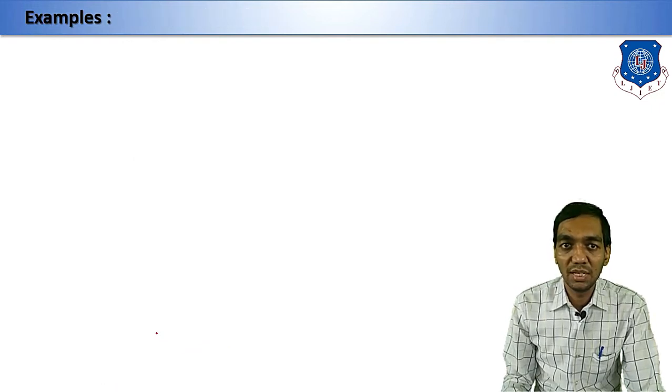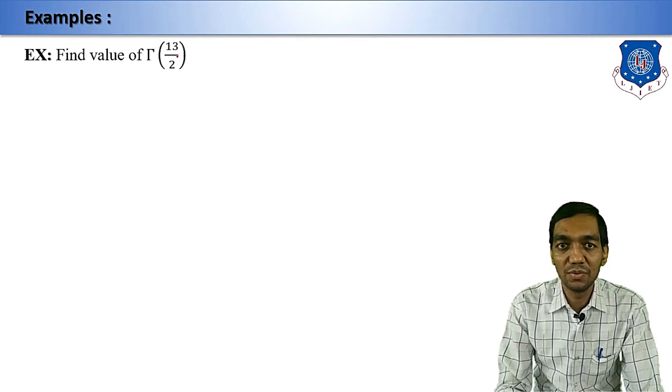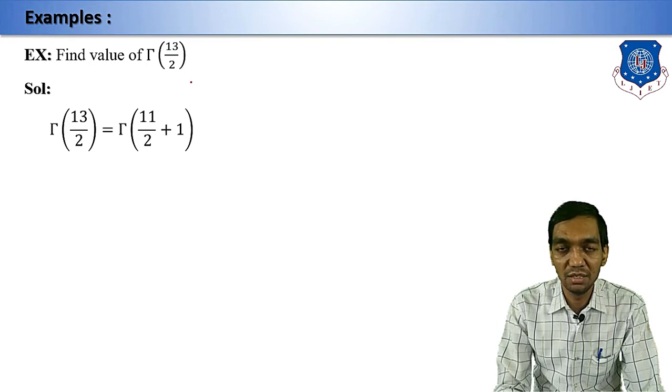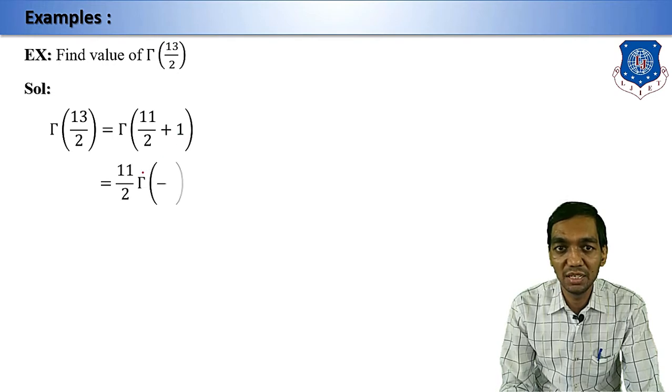Now we are going on to the example. Find the value of gamma 13/2. If you start with a gamma of anything, then you have to use the property. We have written the second property: gamma of (n+1) = n into gamma n. So 13/2 can be written in the form 11/2 + 1. So gamma of (11/2 + 1), that means gamma (n+1) can be written as n into gamma n, that means 11/2 into gamma 11/2.